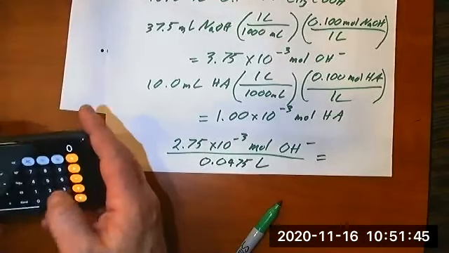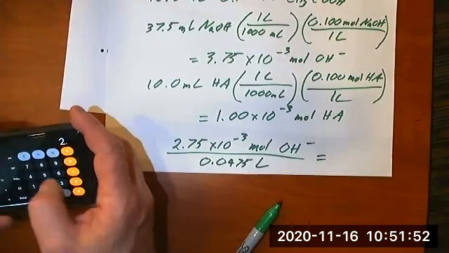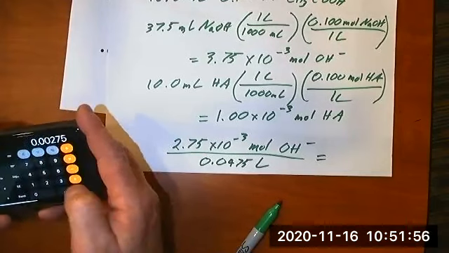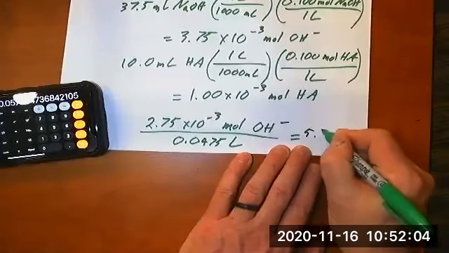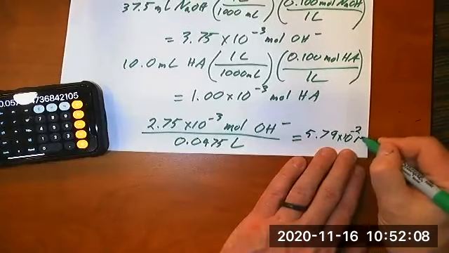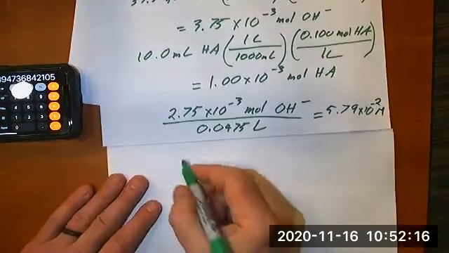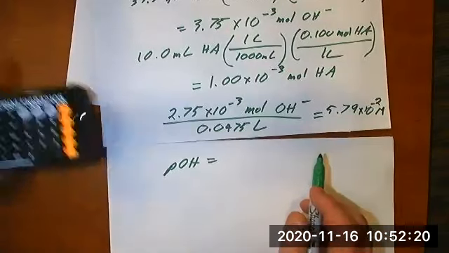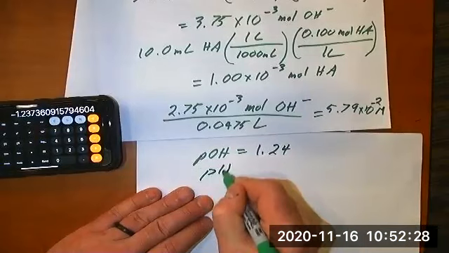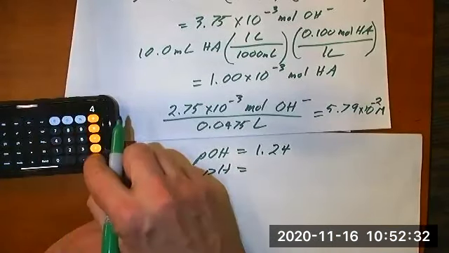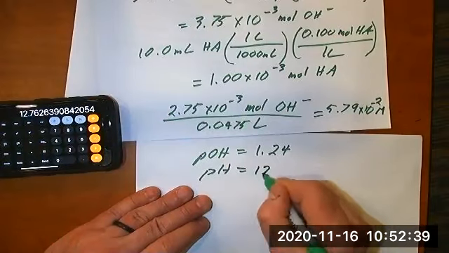So, 2.75 times 10 to the negative 3 divided by 0.0475 gives us 5.79 times 10 to the minus 2 molar. That's our concentration of hydroxide. And so our pOH is going to be the negative log base 10 of this number. So our pOH is going to be 1.24, and our pH is going to be 14 minus that. There we go, 12.8.